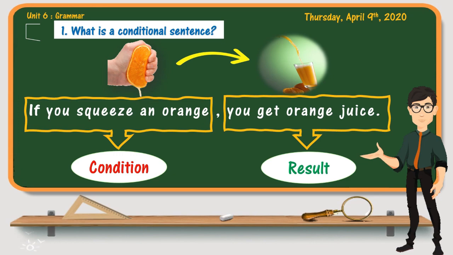Please, I would like you to notice that the condition is usually used with the word if. So to make a conditional sentence, make sure to use if with the condition, comma, and then you finish with the result. But as we have seen before, we can start with the result and finish with the condition, which means we can say, you get orange juice if you squeeze an orange.